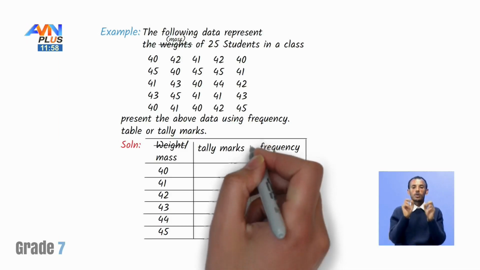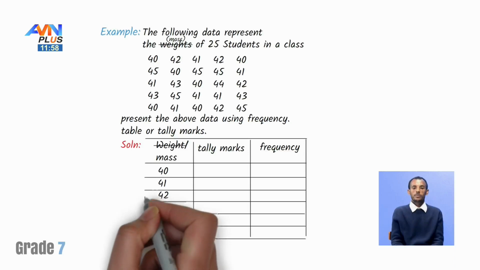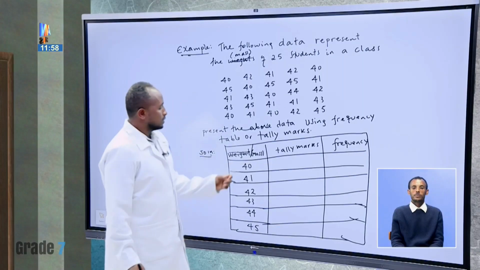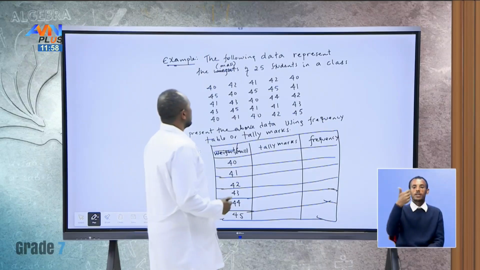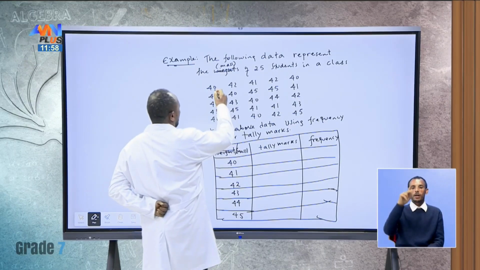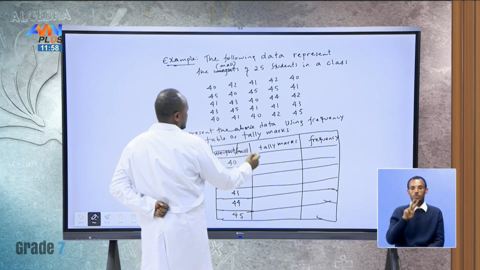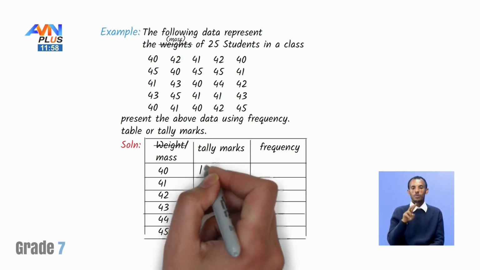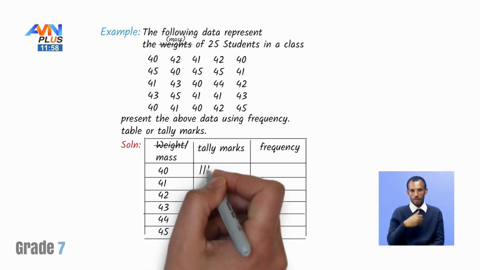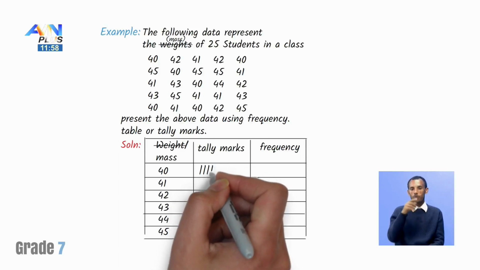Okay, now let's count 40 using tally marks. So 40, we have 1. Here we have another 40, on this column we have another 40. Here we have two 40s.